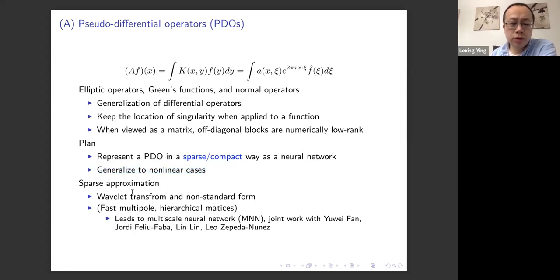So there are two ways to represent pseudo-differential operators. They're related, but conceptually they are slightly different. One way is using the wavelet transform in the non-standard form, and this is something I'm going to talk about today. And the other way, which we also followed, is using the fast multipole methods and hierarchical matrices. And we have also worked a bit on that as well. But today, due to the time limitation, I'm not going to be able to go into the details.